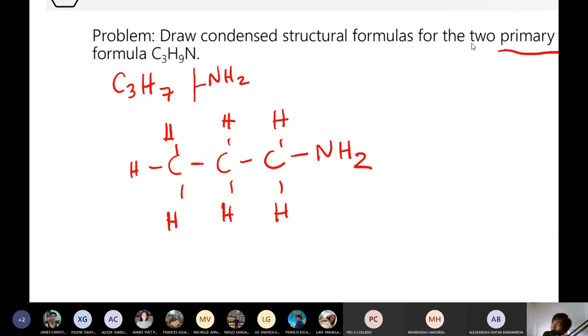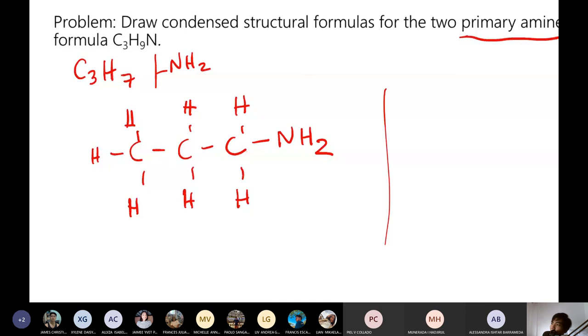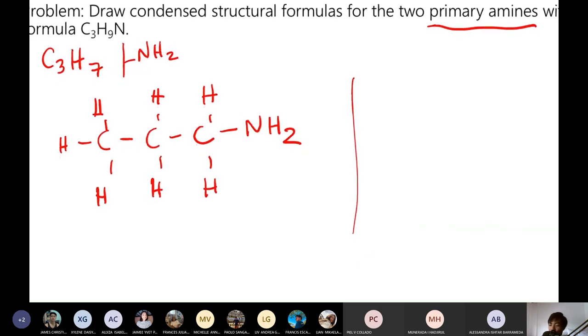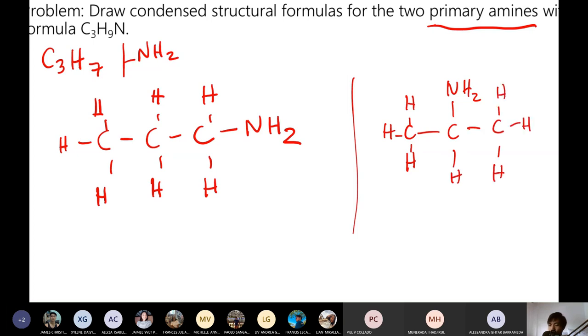Paano kaya natin gagawin yung isa pa? Kasi sabi dito dalawa eh. So yung ikalawang uri ng amine, pwede gawin, i-switch natin siya. Itong NH2, ilipat natin dito sa gitna. Pwede yan, parang OH lang yan. Okay, so ang ginawa ko, pinag-switch ko yung NH2 sa H. So, this is still primary amine. Baka isipin nyo secondary amine yan. Bakit? Kasi kapag sinabi natin primary amine, may dalawang hydrogen connected to the nitrogen. Sa alcohol, pag OH to, ito secondary alcohol, ito primary alcohol, depende sa kung anong nakadugtong kay carbon. Sa amine, hindi. Yung dami ng hydrogen na nakadugtong sa nitrogen, yung basis.